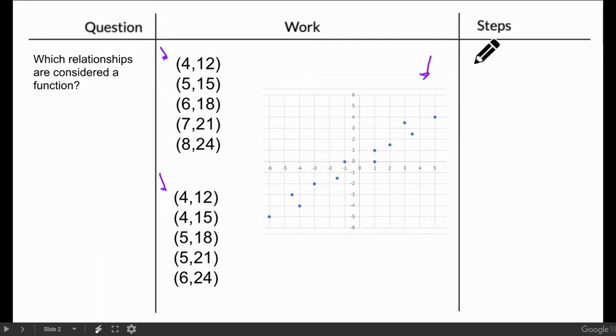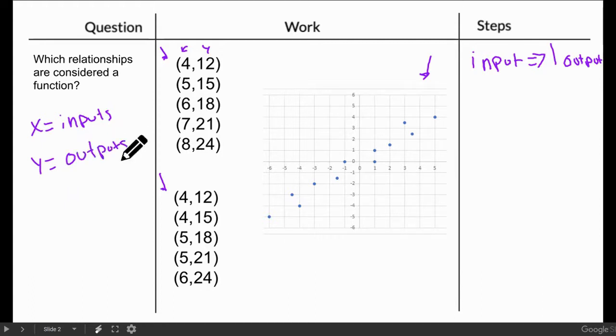So remember, when we're dealing with what is a function, we always need to know that every input that we have gives us only one output. So what does that mean? Well, when we have this here, we see these as x and y values, and we know that x values are considered our inputs, and y values are considered our outputs.